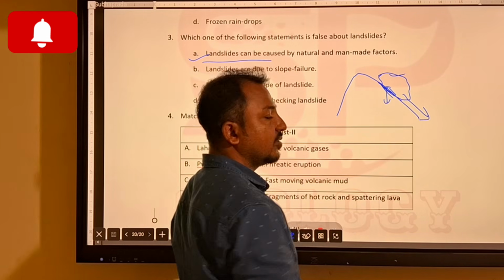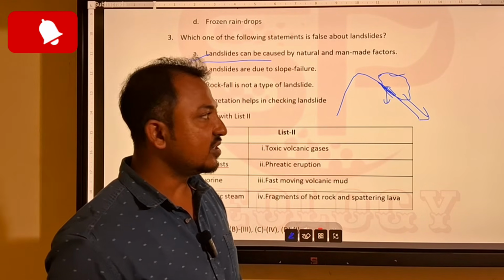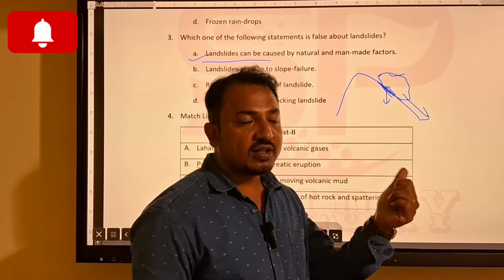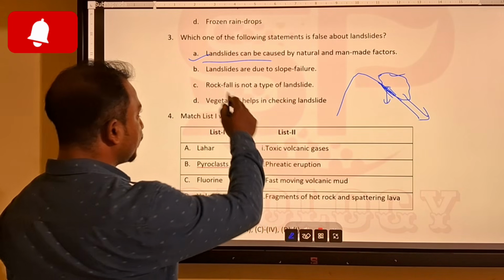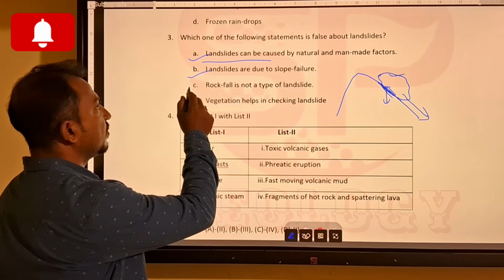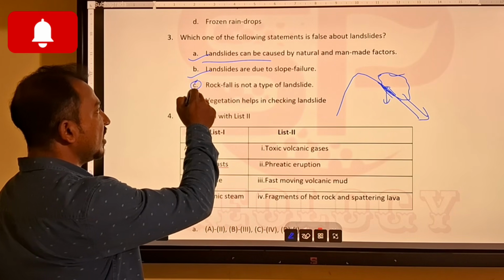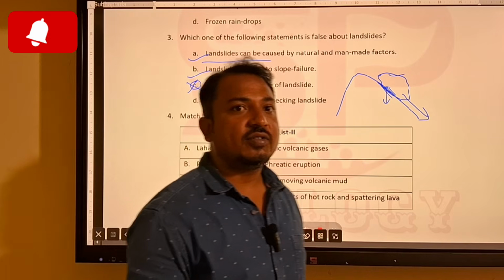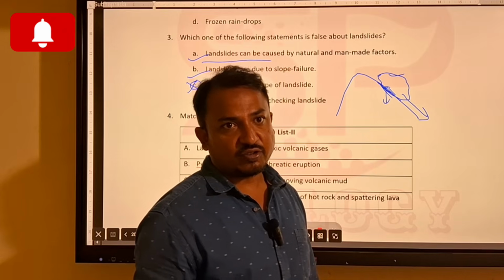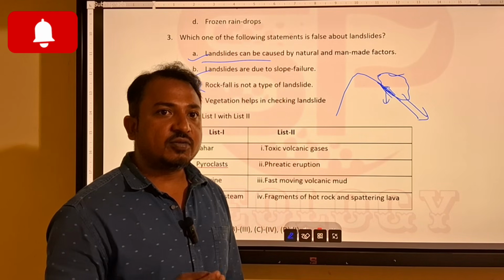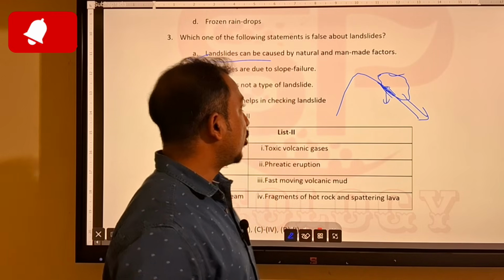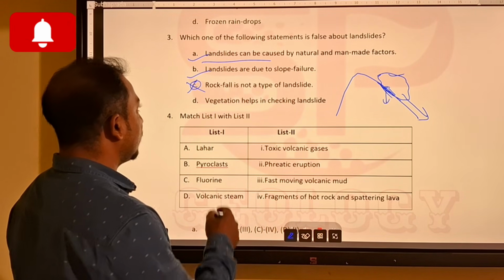Landslide is due to slope failure, because of the imbalance in forces, where gravitational force increases. So this is also correct. Then, rockfall is not a type of landslide. This is incorrect. Rockfall is the free fall of rock along a cliff, which is called a fall. Basically, rockfalls are very dry and their speed is very high. So rockfall is considered a landslide or mass wasting process.